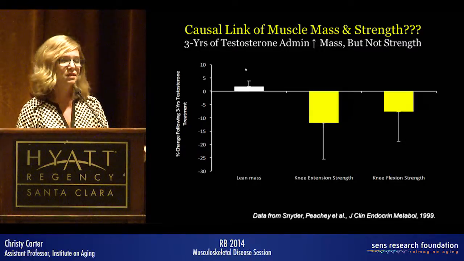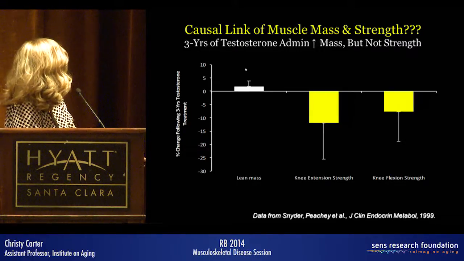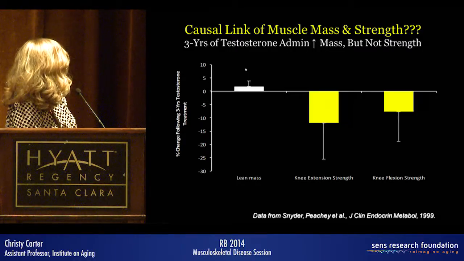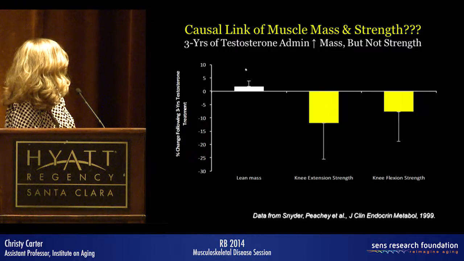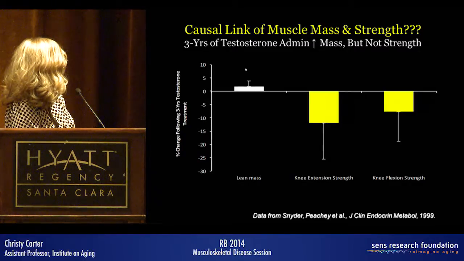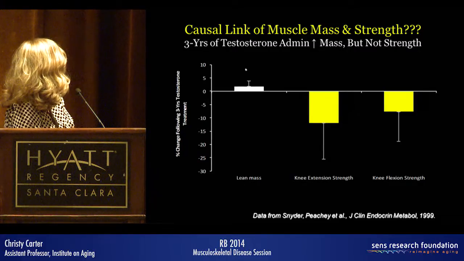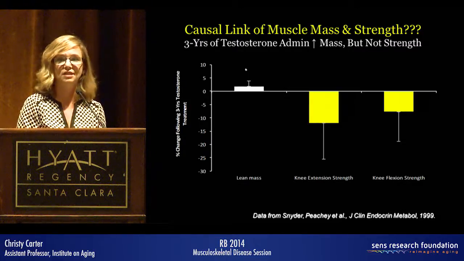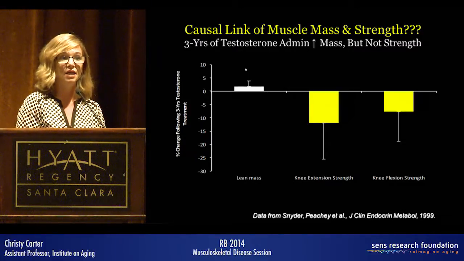And this is just an example here of testosterone. This is 3 years of administration of testosterone in older men. And this is looking at lean mass, their knee extensor strength, and the knee flexion strength. And what you can see here is that while there's increase in lean mass, there's absolutely no change, and there's actually decrement in their strength.